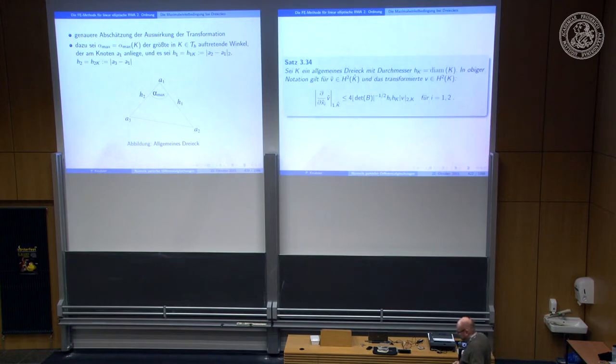So and now the other direction. Now we have to go back again. So we have to estimate the appearing derivatives on the reference element by the derivatives on the general element. And this is the corresponding statement we are going to use here, which tells us what we get in here is h_i times h_k over the square root of the determinant.